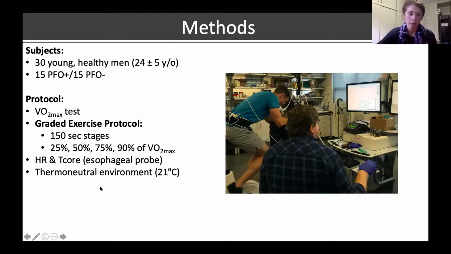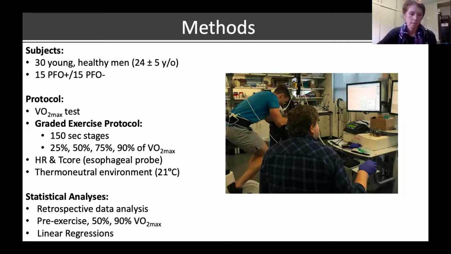We measured heart rate and core temp continuously throughout this protocol, and it's important to note that all these tests were completed in a thermoneutral, regular lab environment, at around 21°C. This was a retrospective data analysis, but we looked at data pre-exercise, at 50%, and at 90% of VO2 max, and we performed linear regressions.